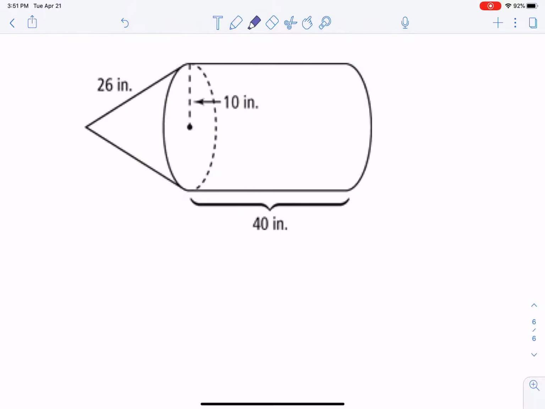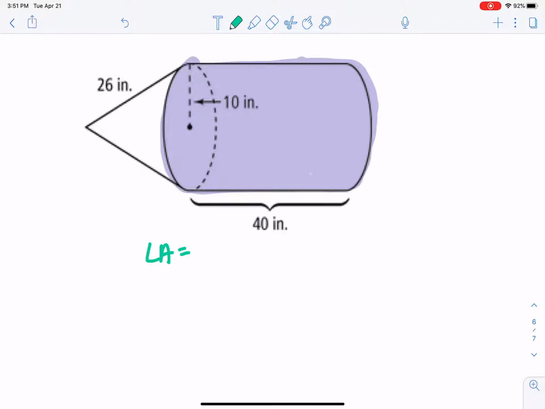So I'll highlight the cylinder. So we are just finding the cylinder. Normally, I would do the top and the bottom of the cylinder, but the top of the cylinder isn't going to need covering because the cone already covers it. So that's what makes this a little bit different.